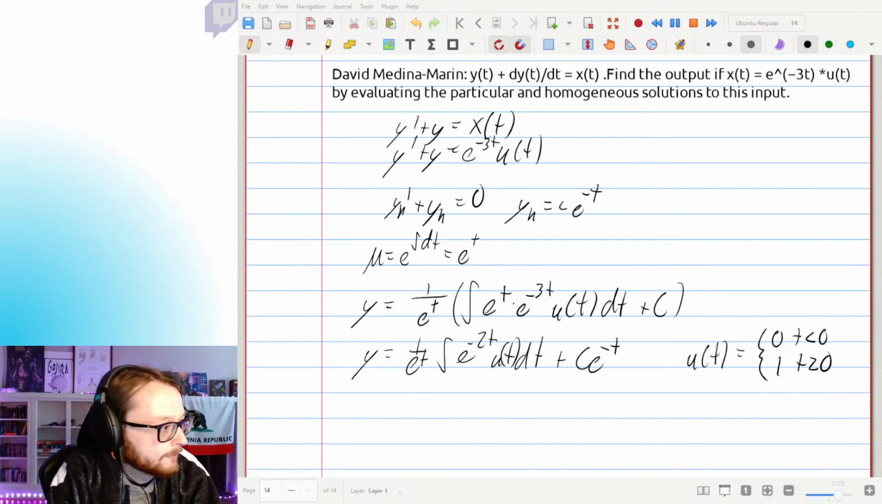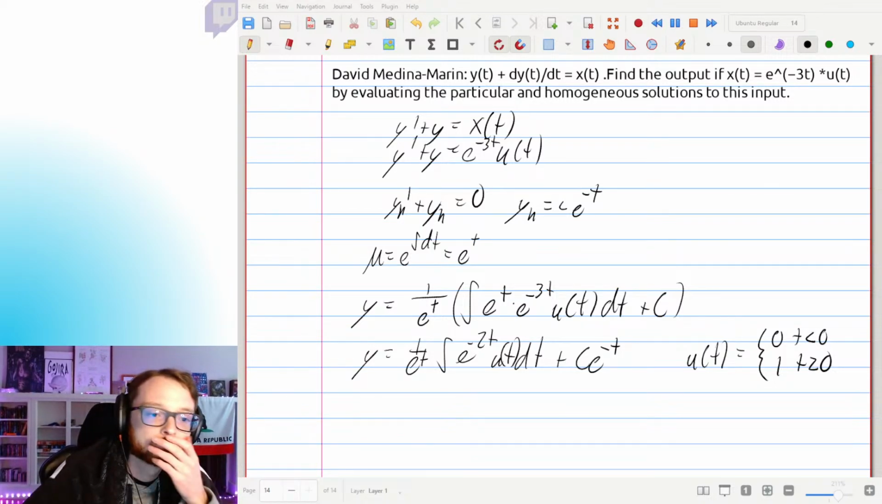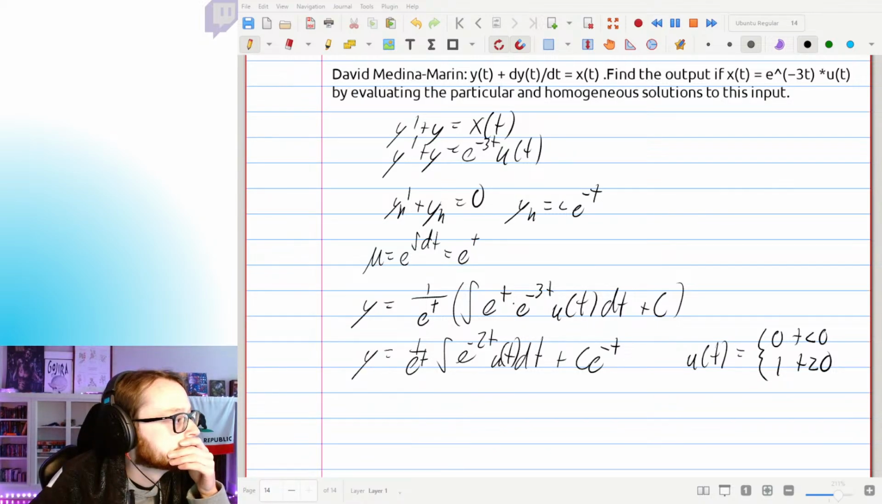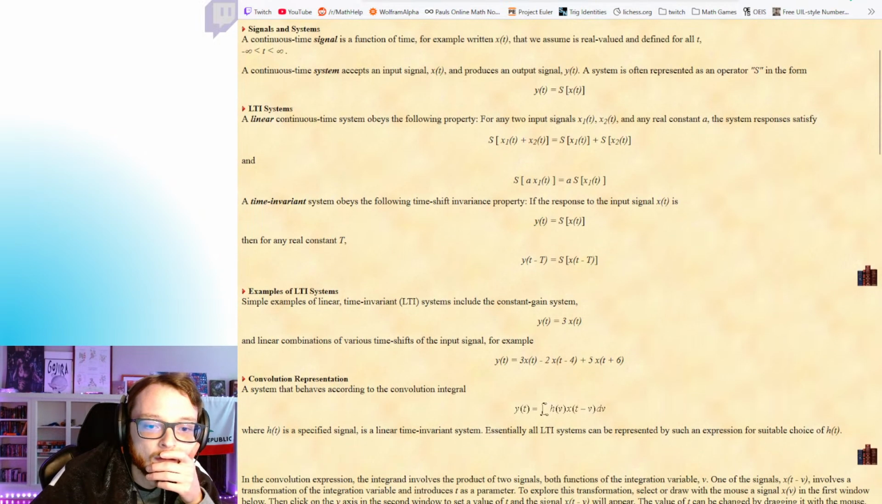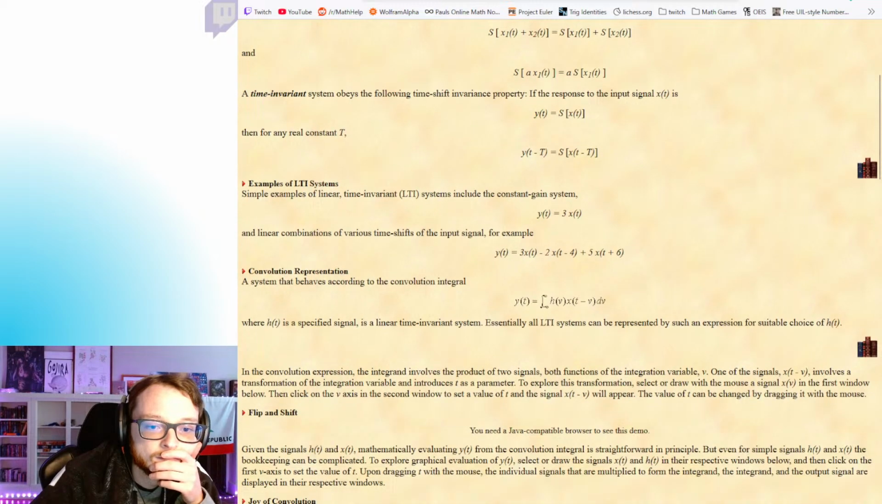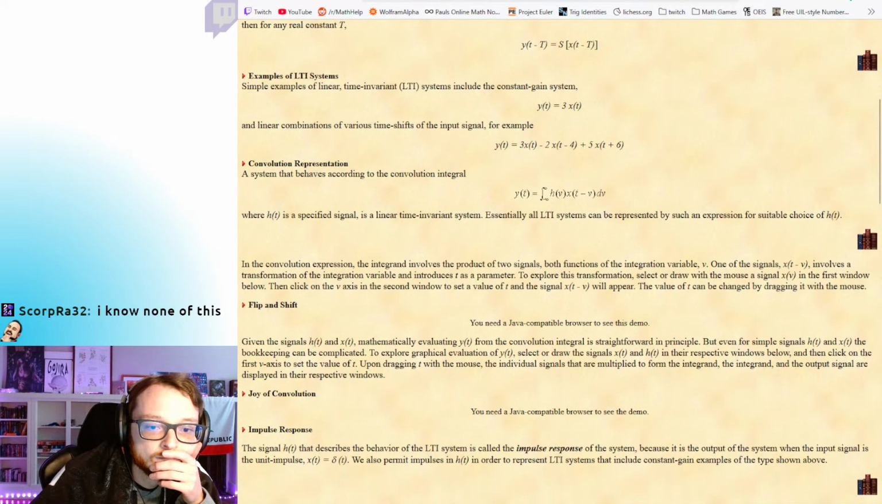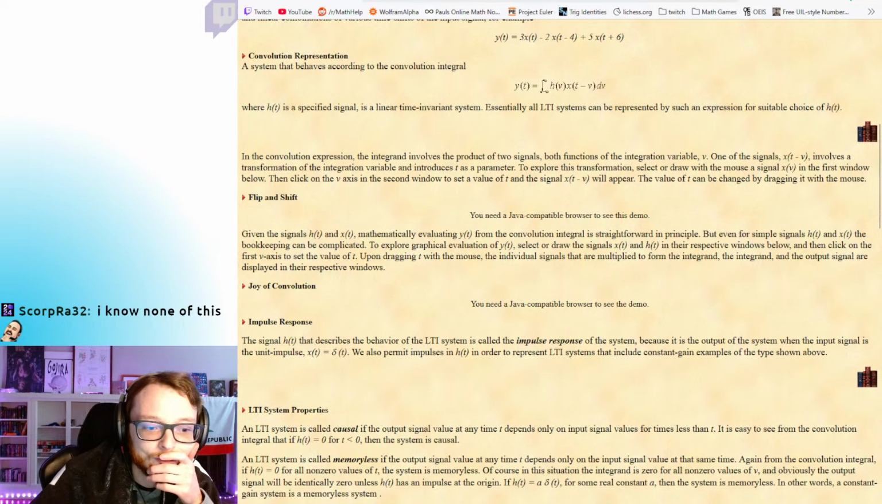This is kind of a difficult way of doing this, where I just don't really have the context of what you do and don't know. Well, what is a causal LTI system? Linear time invariant is LTI. Oh, is this convolution? Oh man, convolution I remember even less than Laplace transforms.